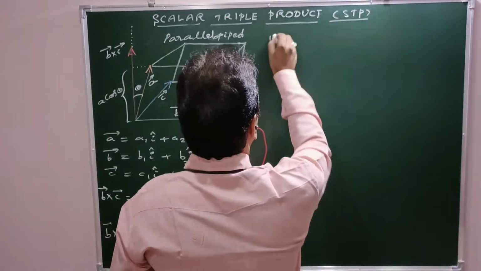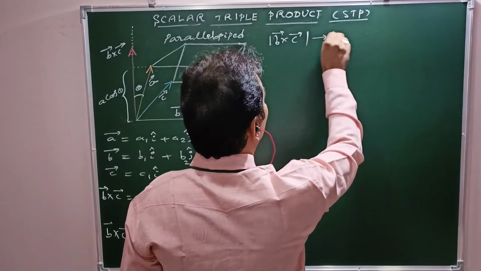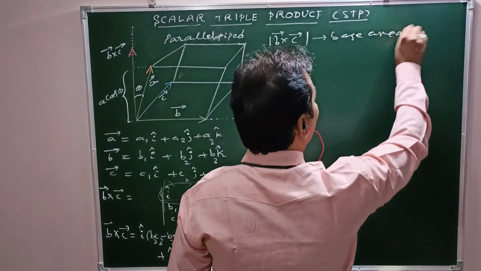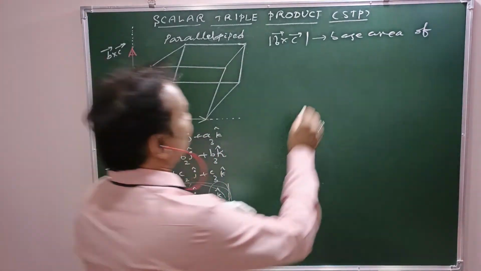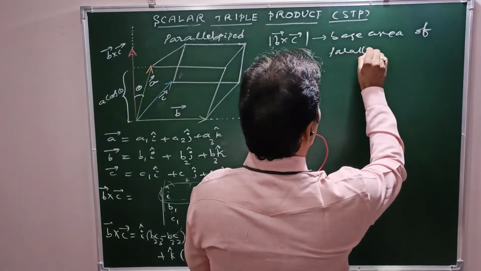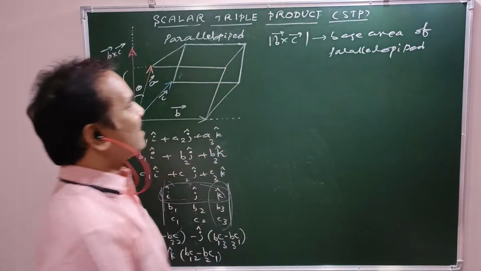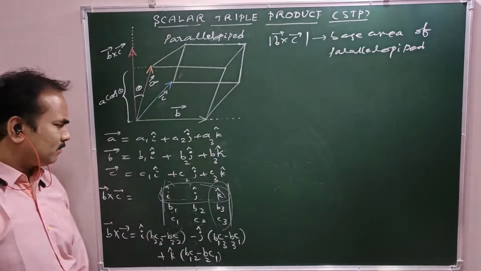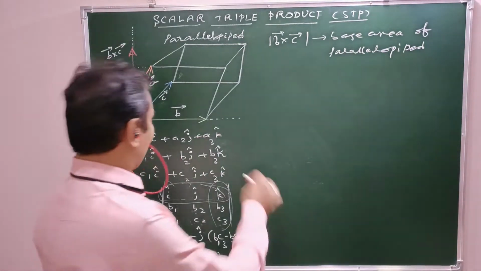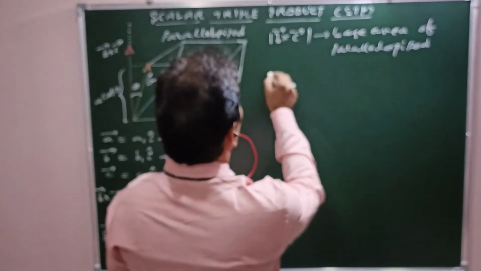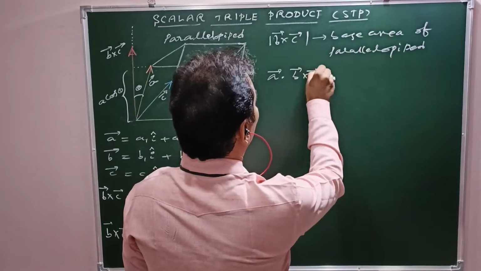That is, mod B bar cross C bar is equal to the base area of the parallelepiped. Okay, base area of the parallelepiped. Right? Now, I am taking B bar cross C bar. That is A bar dot B bar cross C bar.